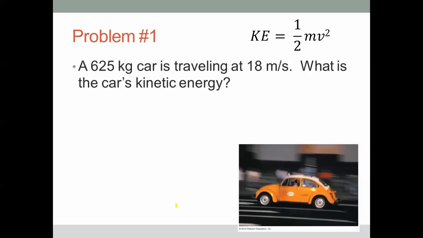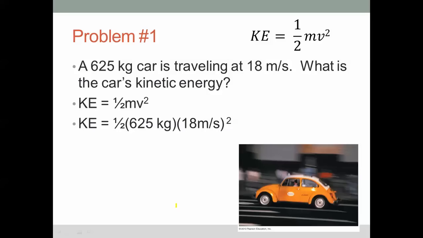So let's give a simple problem. Let's say we have a 625 kilogram car traveling at 18 meters per second. What is the car's kinetic energy? All we need to do is plug those numbers into the equation for kinetic energy, and we get the kinetic energy of the car is 101,250 joules.